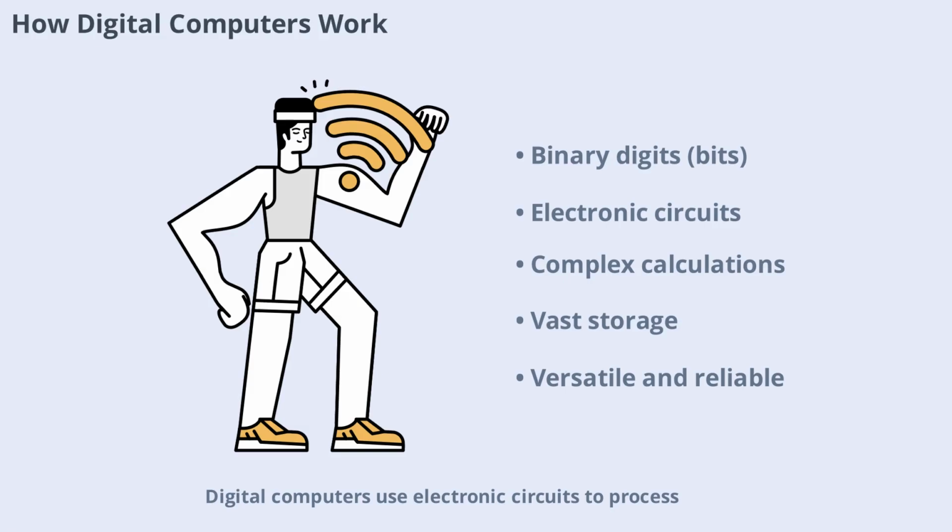Digital computers use electronic circuits to process data in the form of binary digits or bits. Each bit is either a 0 or a 1. By combining millions or even billions of these bits, digital computers can perform complex calculations, store vast amounts of information, and run a wide variety of programs. This makes them incredibly versatile and reliable for almost any task.